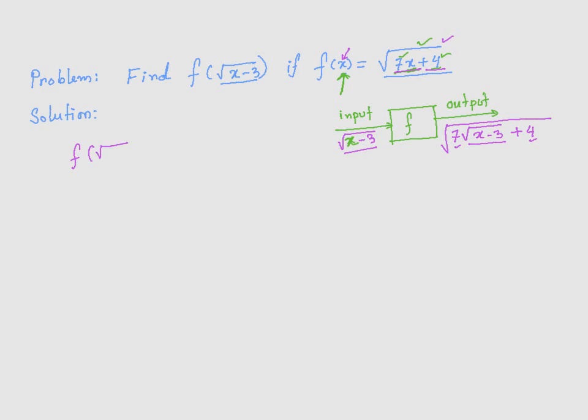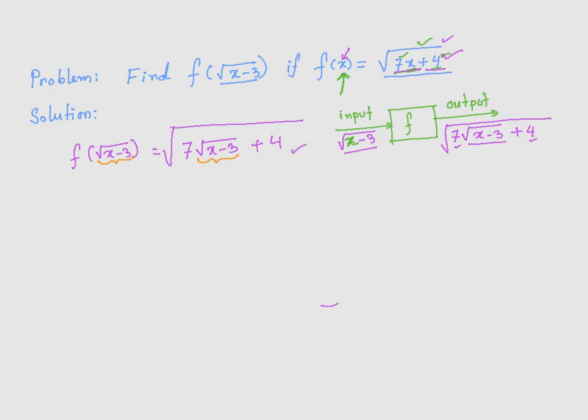f of square root of x minus 3 is going to be the square root of 7 times square root of x minus 3, plus 4. You take this input, remember this is the input, and multiply it by 7, add 4 to it, that's like adding this 4 to it, and then take the square root of the whole thing. In this case you cannot really simplify it any further, so that's your answer.